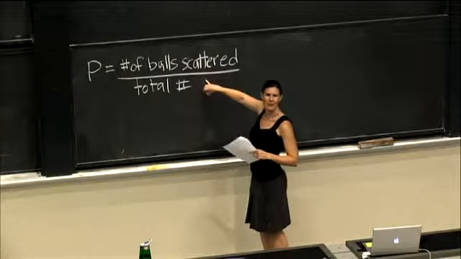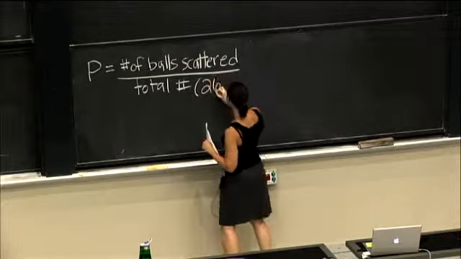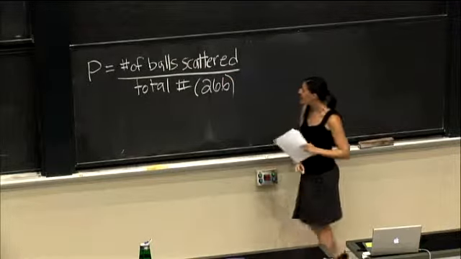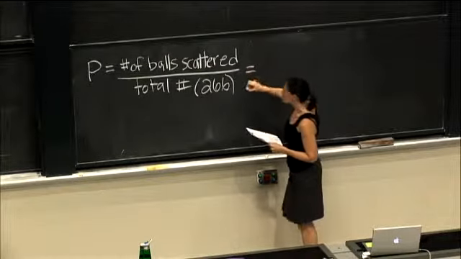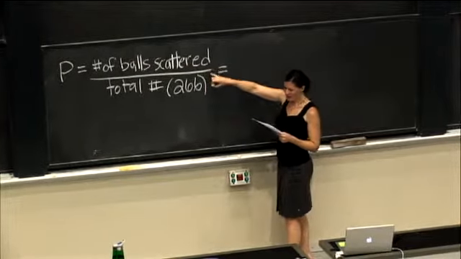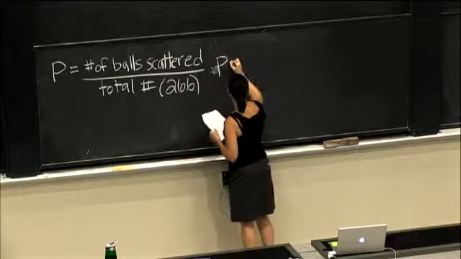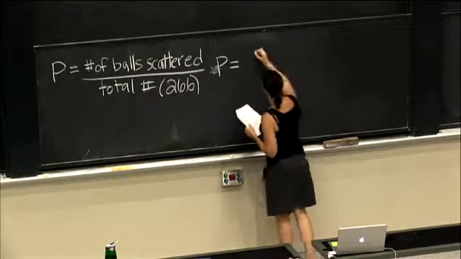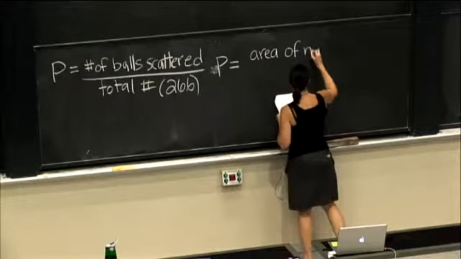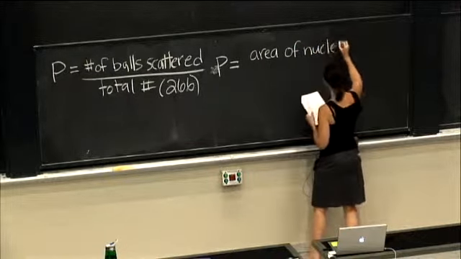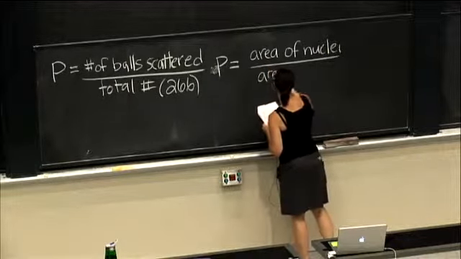So do you remember what that was? 266. Good information retention. All right. So we have the probability here. So in terms of the number of balls scattered over the total, we can also relate the probability to the area of all of those nuclei divided by the total area that the atoms take up.